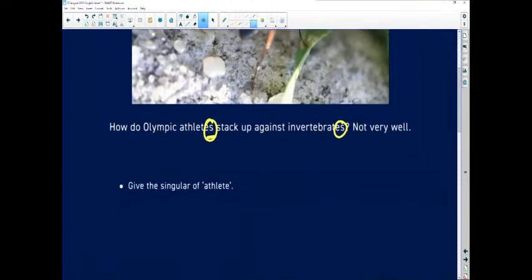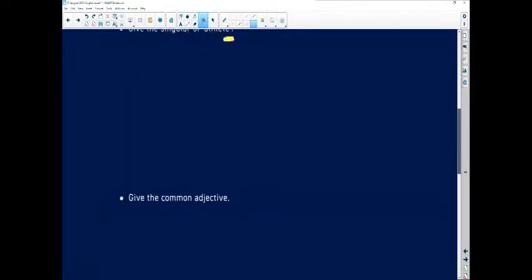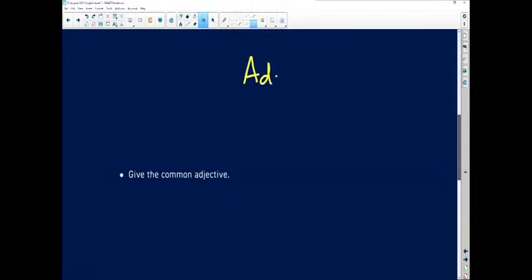Right, and our computer corrected it and we have athletes. So the singular of athletes is athlete. You can be asked that in an exam. Now I'd like the adjective. So say to yourself, if you don't know what the adjective is automatically, how do you make an adjective?